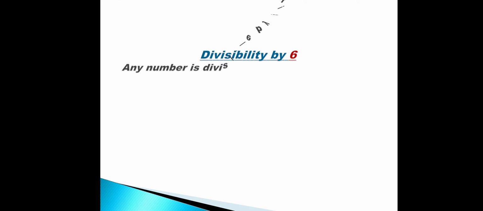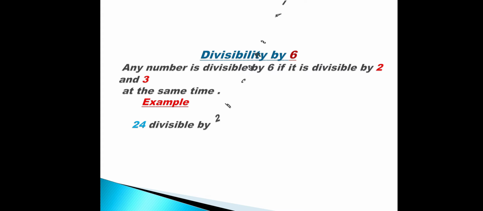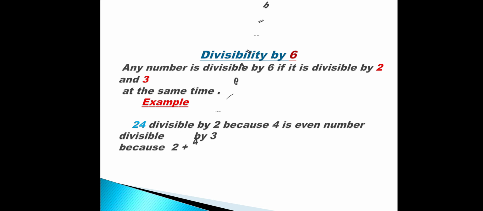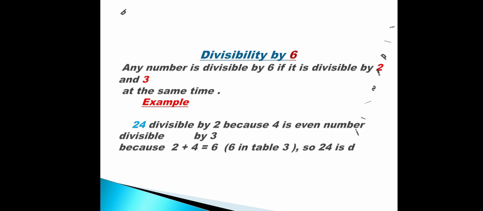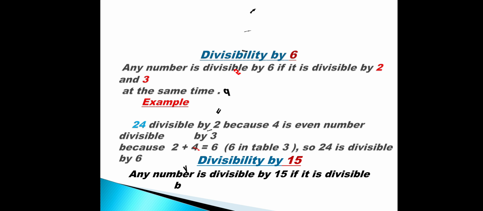Divisibility by 6. Any number is divisible by 6 if it's divisible by 2 and 3 at the same time. Example: 24 is divisible by 2 because 4 is an even number. It is divisible by 3 because 2 plus 4 equals 6. So 24 is divisible by 6.